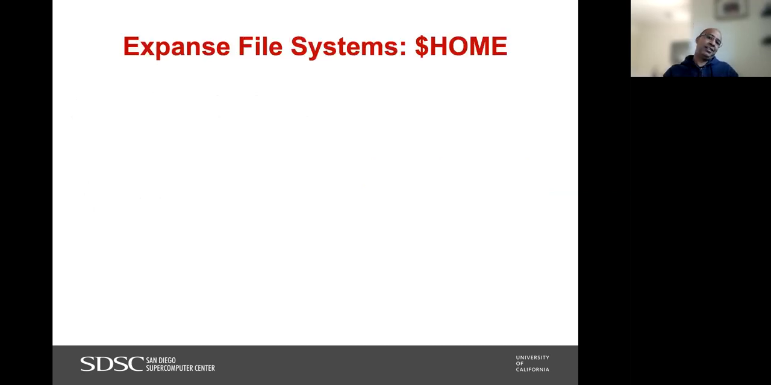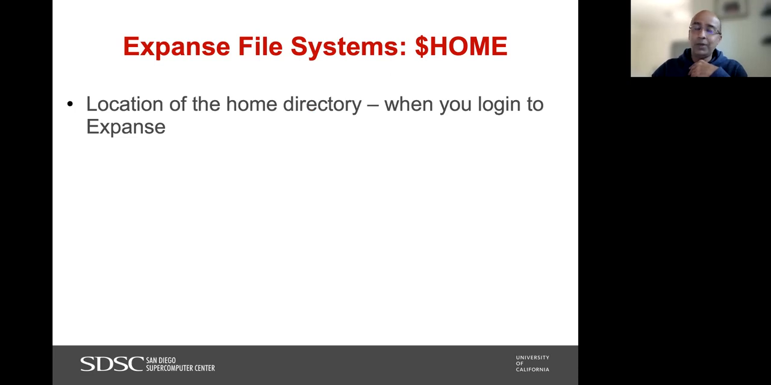Now let's go on to Expanse-specific file systems, as in where in Expanse do you see these file systems. Once you log into Expanse, you see your home directory. And there's a variable set as $HOME, which is your home directory. So as I go through the next few slides, I'll also toggle between the terminal just to show you where it is.